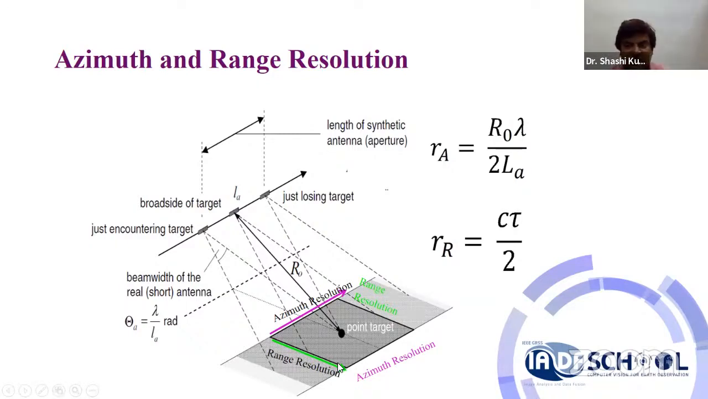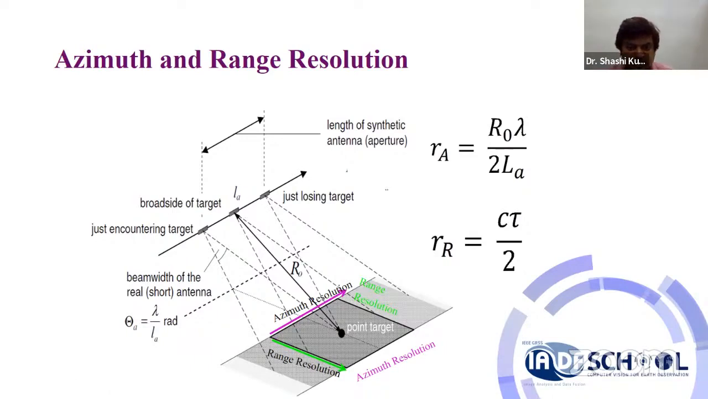Now azimuth resolution is going to depend on the antenna size. Here you can see that the longer the antenna size, the higher the spatial resolution. It also depends on other factors like R naught and lambda, where R naught is the range distance, that is the distance from the sensor to the target, and lambda is the wavelength which is used to operate the SAR sensor.